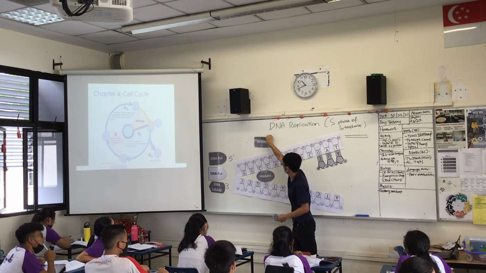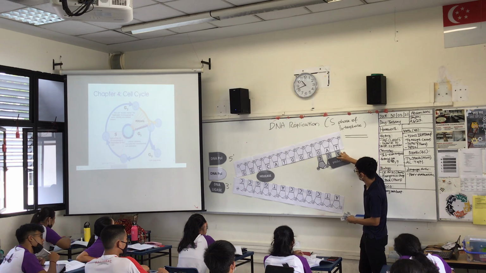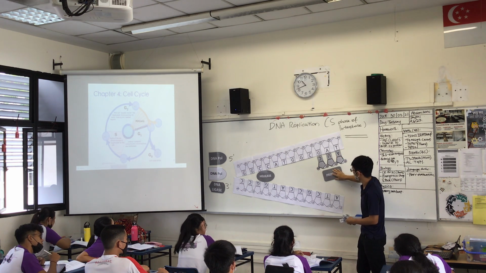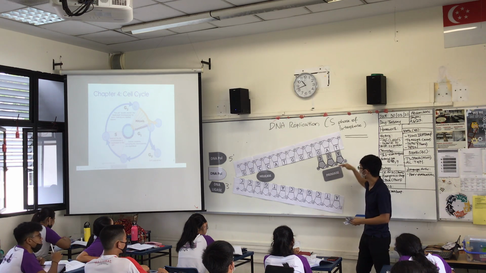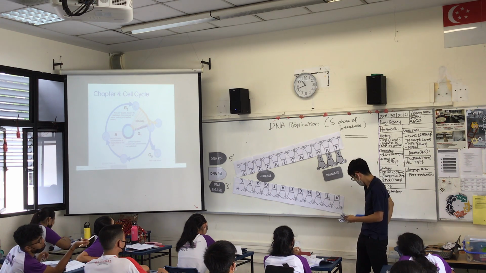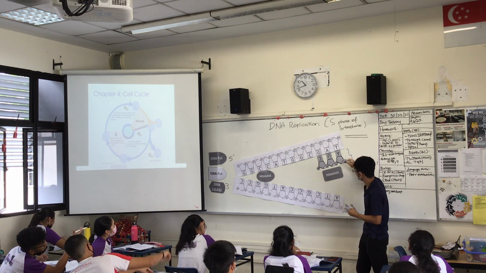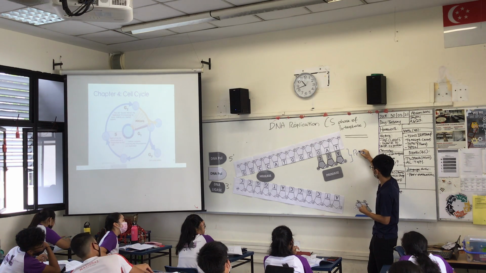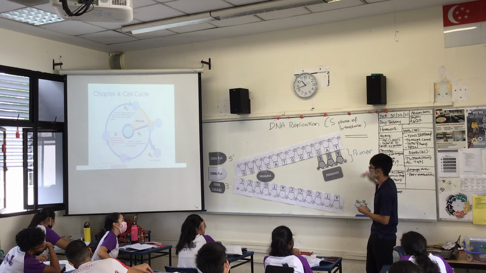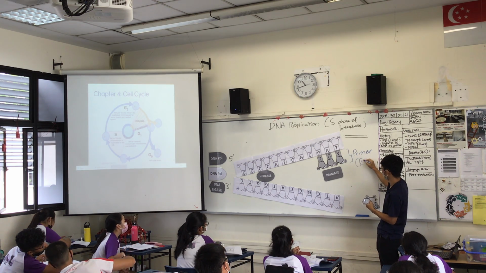This is the role of primase. Primase runs across the template and then it synthesizes short RNAs via complementary base pairing. We call this short segment of RNA a primer. Okay, this is called a primer. It is made up of RNA.